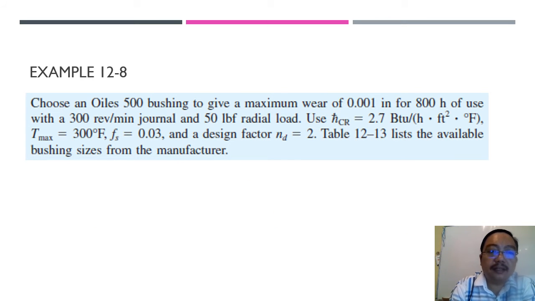Example 12.8: choose an oil-impregnated bronze bushing to give a maximum wear of 0.001 inch for 800 hours of use, with a 300 revolutions per minute journal and a 50 pound radial load. Use h_CR equals 2.7 BTU, T max equal to 300 Fahrenheit, f_s 0.03, and design factor n_d equals 2. Table 12.13 lists available bushing sizes from the manufacturer.